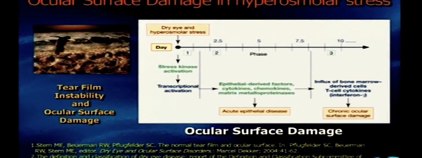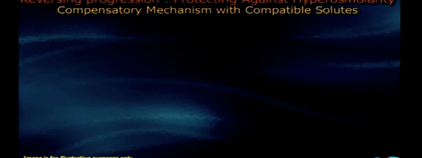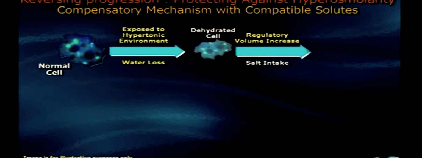The ocular surface damage starts fairly soon, and within a day and a half, there is activation of the stress kinases, and from acute epithelial disease, it becomes chronic surface damage with the involvement of the T cells, and that happens usually within a week of the onset of the hyperosmolar stress. So what happens, and how can the cell help itself by not going through this process?